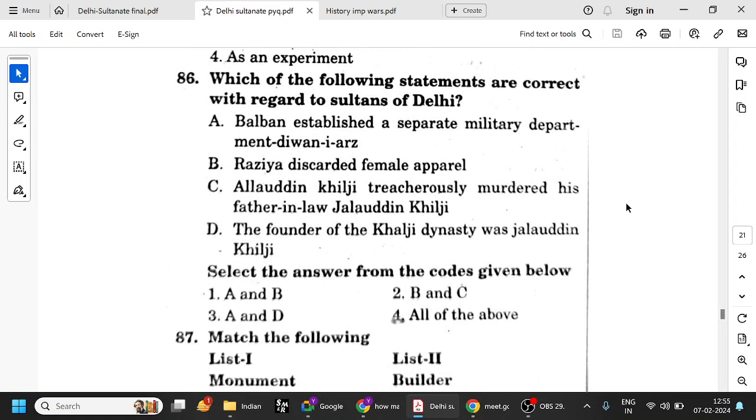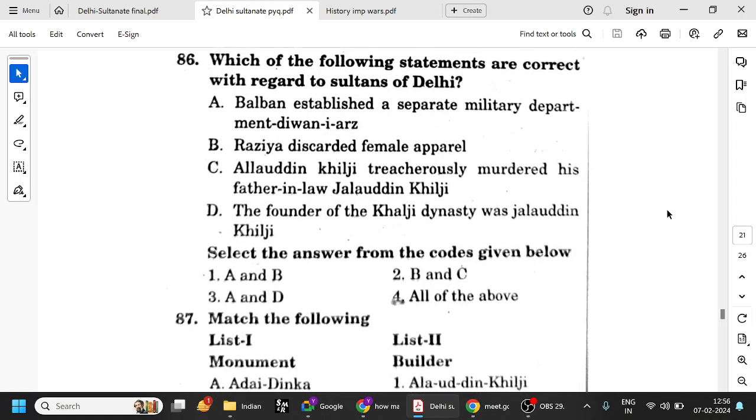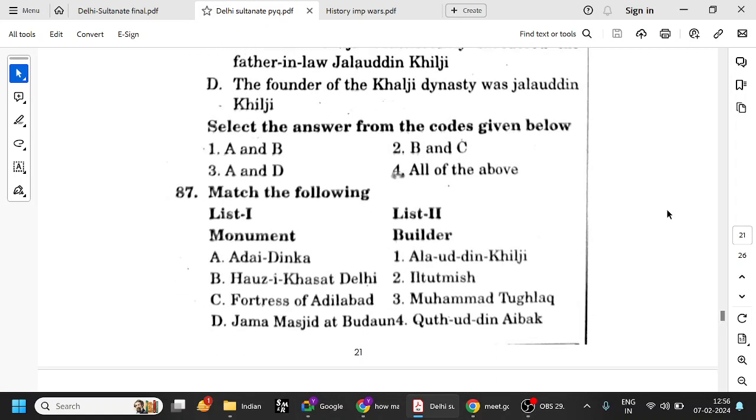So Balban established a separate military department, Diwan-i-Arz, which is true. Razia discarded female apparel, that is also true. We have seen she conducted the court with the face open. Alauddin Khilji treacherously murdered his father-in-law Jalaluddin Khilji, very much true. The founder of the Khalji dynasty was Jalaluddin Khilji. All are very true statements, standard statements, all of them.